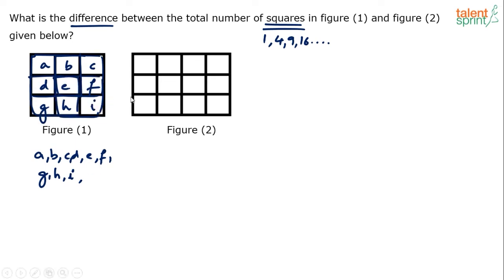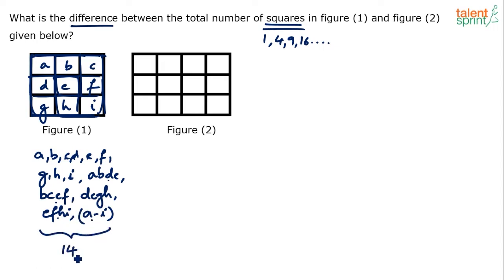Right? So if you have to name it, A, B, D, E is one. B, C, E, F is the other. Then D, E, G, H is the third one. E, F, H, I is the fourth one. Yeah, there are only 4 such squares. And then, of course, after 4, we directly jump to 9. Using 9 unit squares, the only square that can be made is A to I, so to say. So how many squares? 1, 2, 3, 4, 5, 6, 7, 8, 9, 10, 11, 12, 13, and 14. So total count is 14.